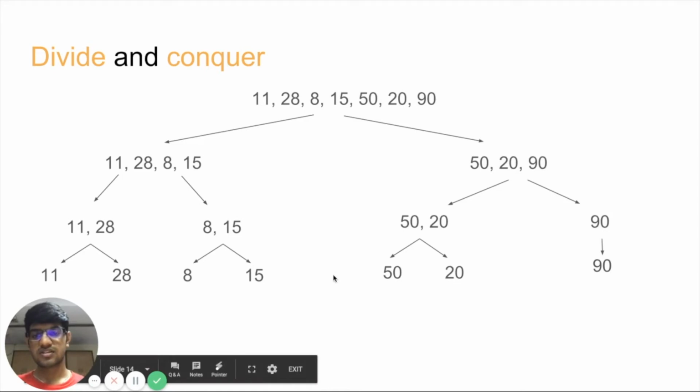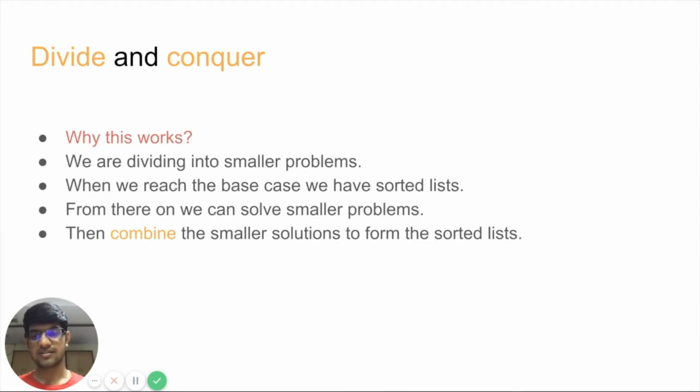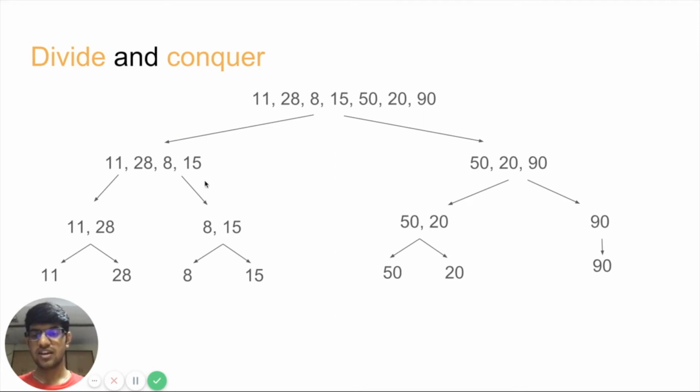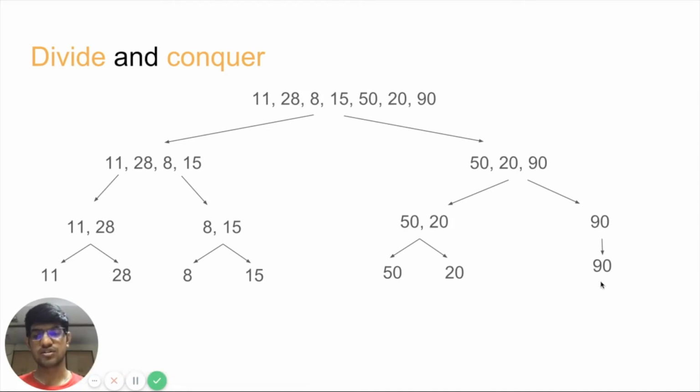This is how this procedure will be carried out. Say for instance, we need to sort an array that has the following elements: 11, 28, 8, 15, 50, 20, and 90. We divide it into two subarrays. We recursively keep on dividing these arrays into subarrays until we reach arrays of size 1. At this point of time, notice that these subproblems are itself the solution.